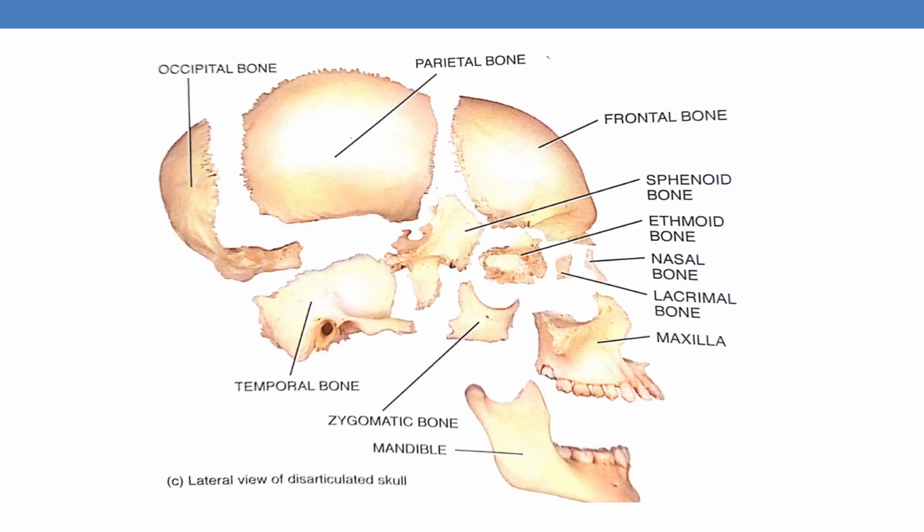Now coming to the diagrammatic representation. This is the parietal bone, occipital bone, frontal bone, sphenoid bone, ethmoid bone, nasal bone, and this is the lacrimal bone, the smallest bone. Then this is the maxilla, and the mandible, the largest and strongest bone. This is the zygomatic bone and this is the temporal bone. This is the lateral view of the disarticulated skull.